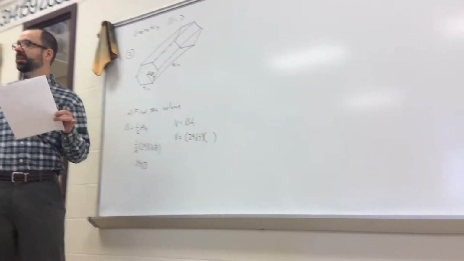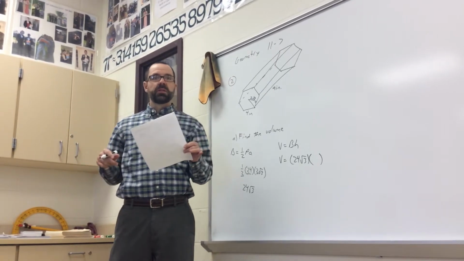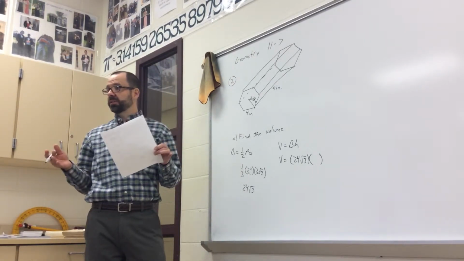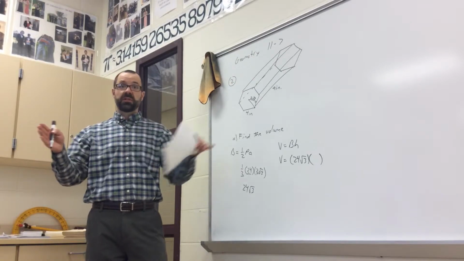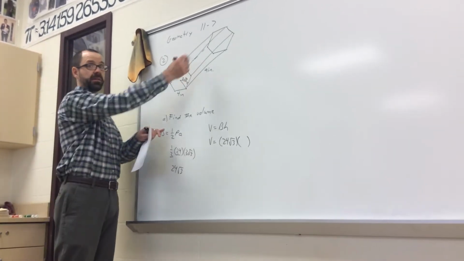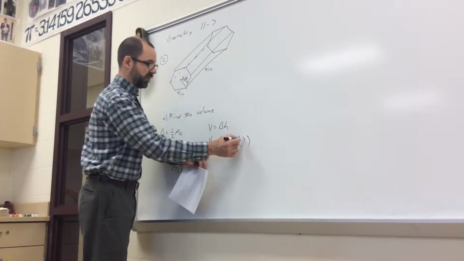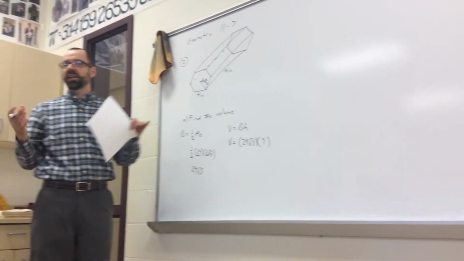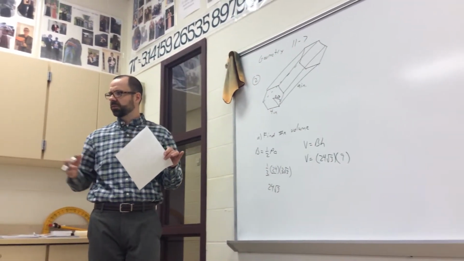Now when you hear the word height, you usually think up and down, but the official definition of a height is it's the distance between the bases. We have the hexagon in the front, we have the hexagon in the back, those are the bases. The distance between those is 9. So that's kind of weird. The 9 is the height. Kind of counterintuitive, because you think of height as up and down.